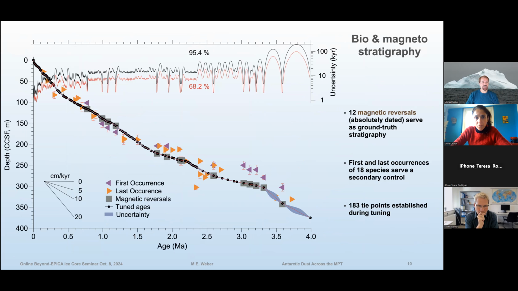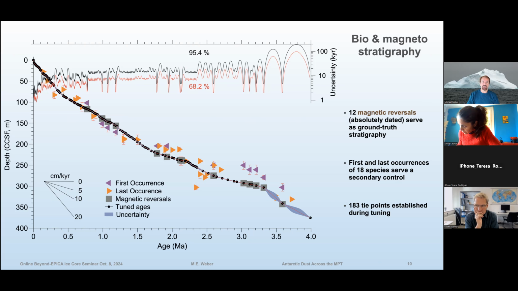Just a few words on the chronology. We have a basic ground truth chronology, which consists of magnetic reversals. These are the gray symbols you can see here. And we have 12 of them. They are absolute fixed points. It's known when Earth's magnetic field has reversed in the past, and we can use that as time markers, as a barcode in the sediment.